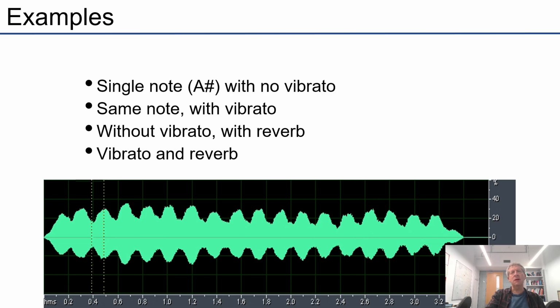Let's give an example of vibrato. And here we'll have first a note played no vibrato, same note with vibrato, and then to show how vibrato can interact with other effects, we first play the same note, but no vibrato and with reverb, and then we play vibrato and reverb together on the same note to see how the effects combine. So here we go.